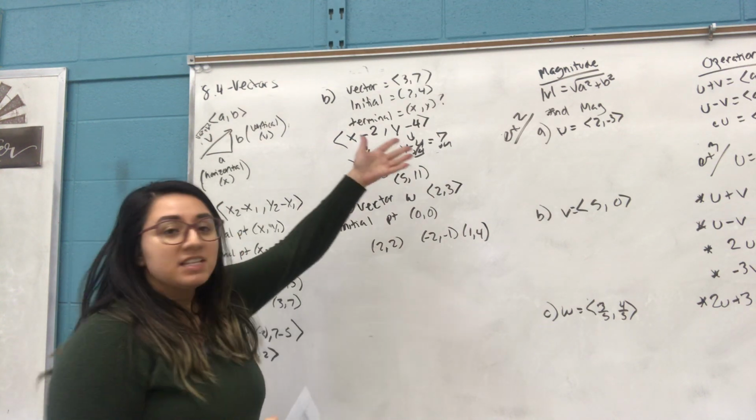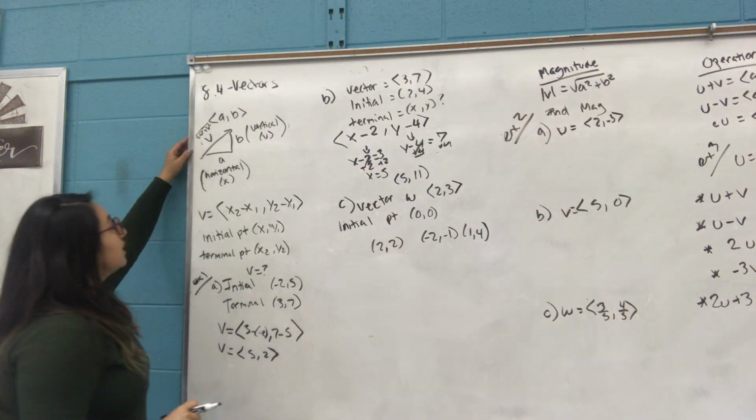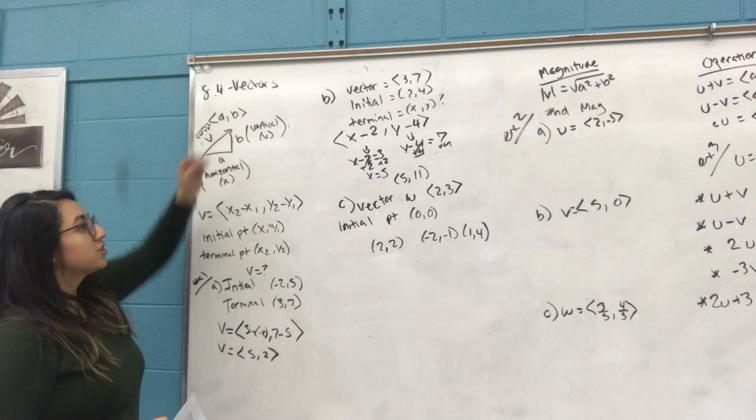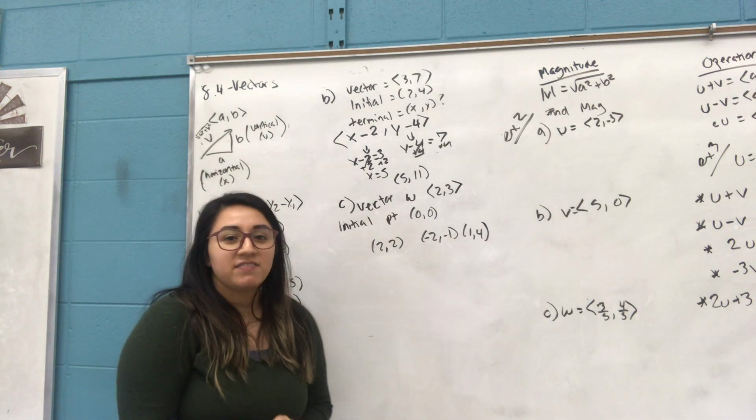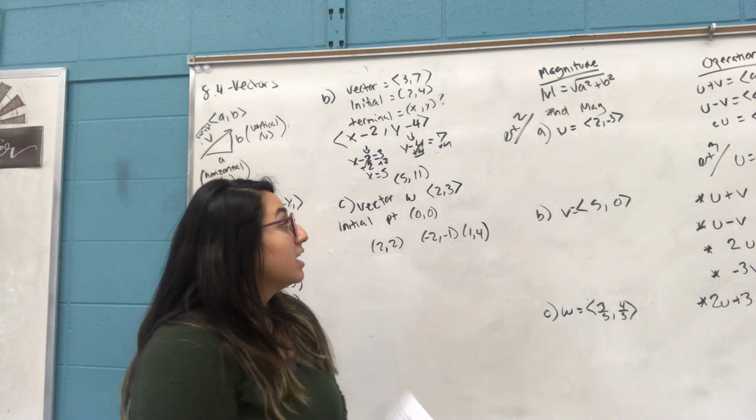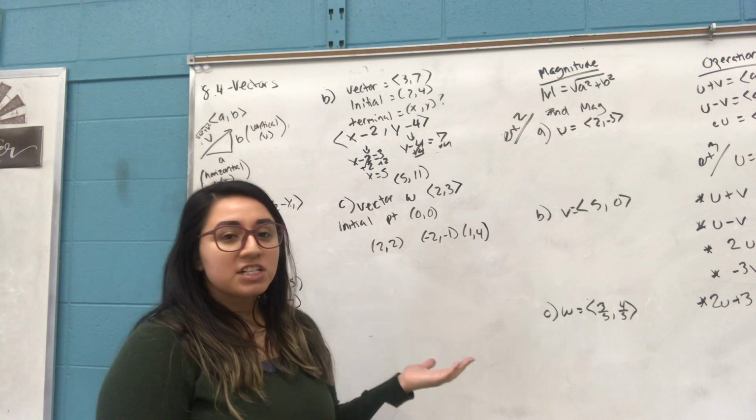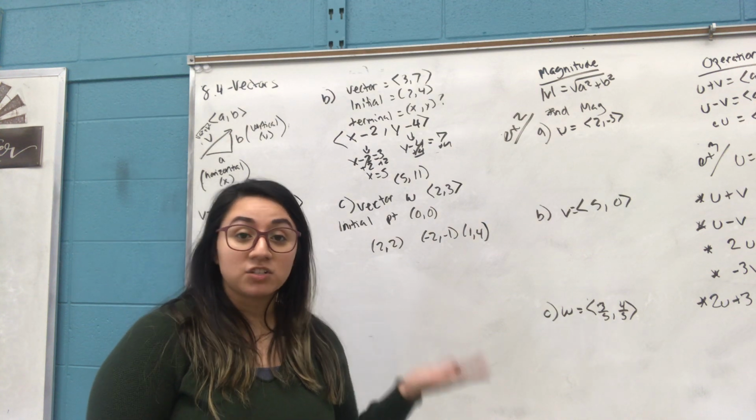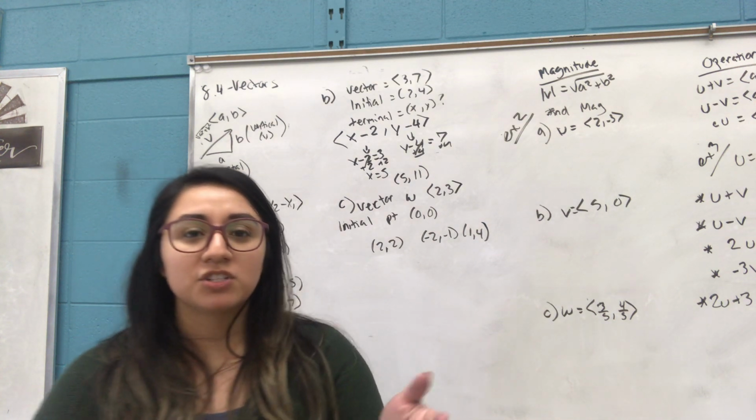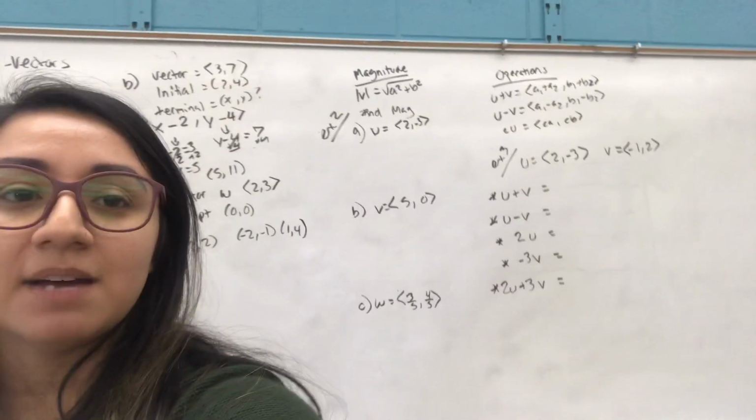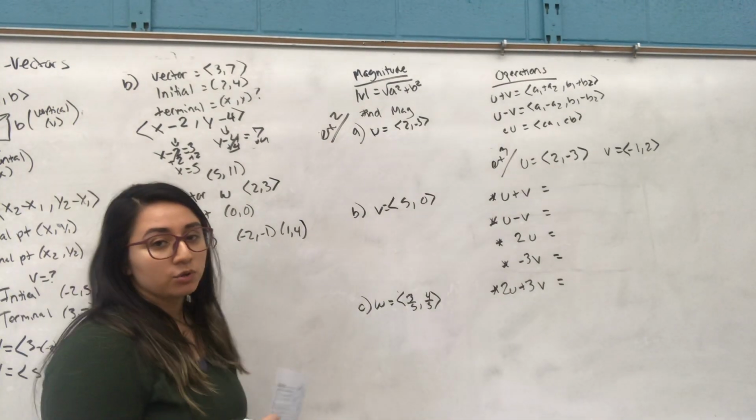Example 2, finding the magnitude. So if you're looking back over here, we have the direction here. Finding the magnitude is basically finding the length of the vector. To find that, it's your a squared plus b squared, or x squared plus y squared. So it's similar to what we did in our last lesson with polar coordinates.